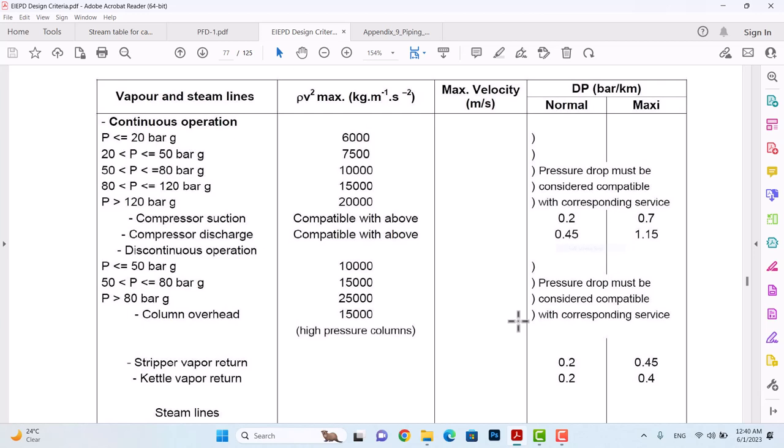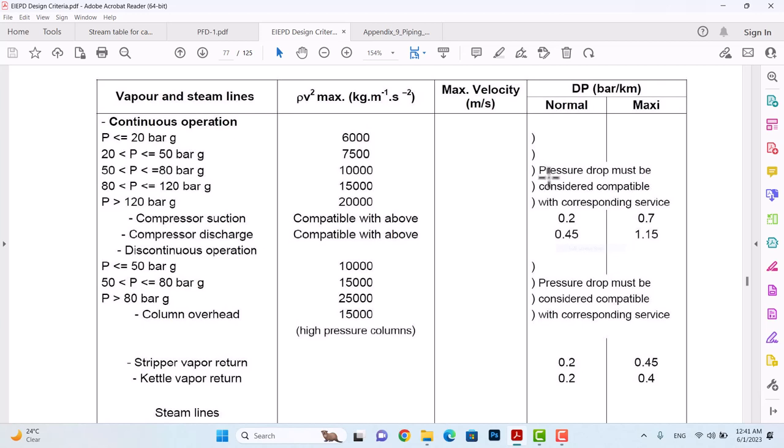In each project or other projects that I have been involved in or providing consultancy to, I've seen similar tables, but sometimes the maximum velocity heads are different, the pressure drops are different. Sometimes it is more specific. They have given some values here, but for these ones, these licensors didn't give anything. And they said that it depends on your experience during detail engineering.